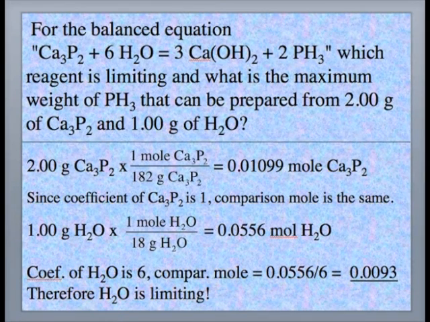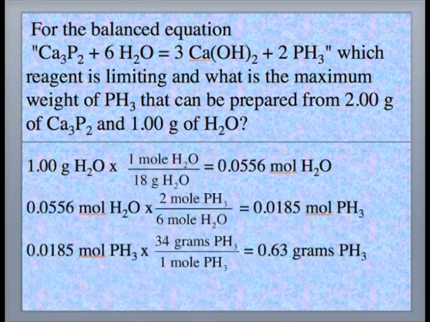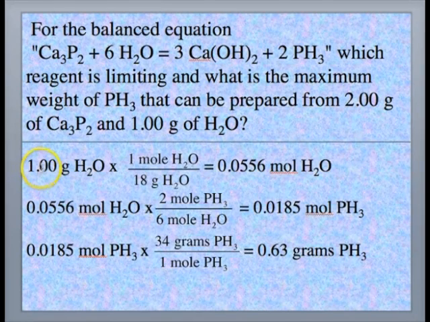Now, once we know the limiting reagent, we don't use the comparison moles any further. Don't get confused by the comparison moles. Once you figure out the limiting reagent, forget about the comparison moles, and you work with the original 0.0556 moles of water to do the next calculation, which is the standard calculation.